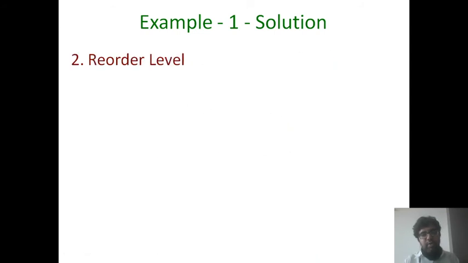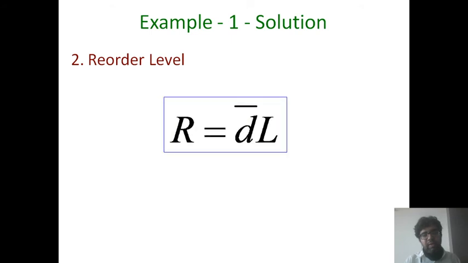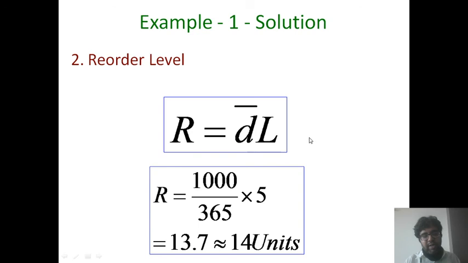Now we move towards the reorder level. For this we need to find average demand and lead time. Here nothing was mentioned, so 1000 units for 1 year, so 1000 divided by 365 into 5 gives 13.7, approximately 14 units. So if my inventory falls below 14 units, then I have to place the order. That is the appropriate answer for this question.